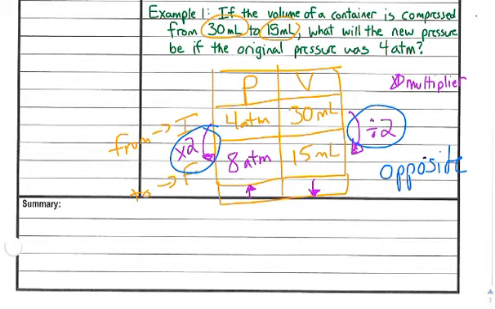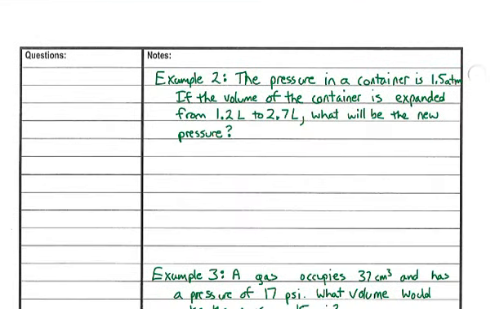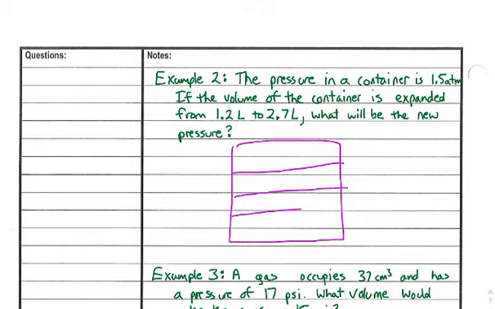Okay, so that example was kind of an easy one. Hopefully you were able to think about that one. Let's try a little bit harder one. Here's example two. Example 2 says the pressure in a container is 1.5 atm. The volume of the container is expanded from 1.2 to 2.7. What will be the new pressure? Okay, so I'm going to draw my chart again. I'm going to have my pressures and my arrows, and an initial and a final. Actually, I want to put that a little further over so I have some room to work with. Initial and final pressure, volume.